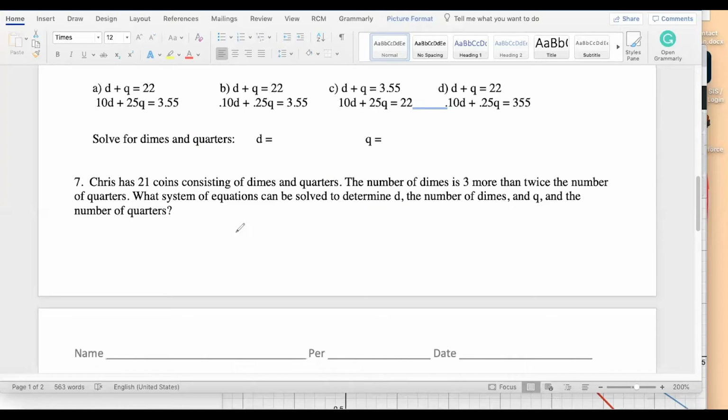So Chris has 21 coins consisting of dimes and quarters. So 21 is total coins. Excellent. I'm going to be adding. Oh, there we go. You hear what she said? Total, adding. Okay. Dimes X, quarters could be Y.